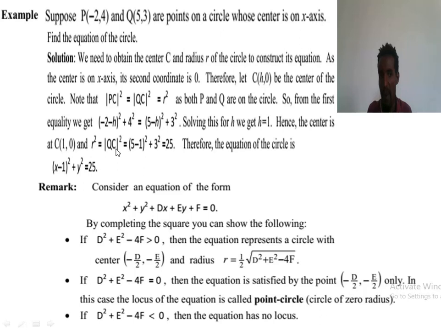Now we can find r square easily. r square is the distance from P to C whole square, or from Q to C whole square. So r square equals (5 - 1) whole square plus (3 - 0) whole square, which is 25. Therefore our r square is 25, and r is 5. Therefore the equation of the circle becomes (x - 1) whole square plus y square is equal to 25.